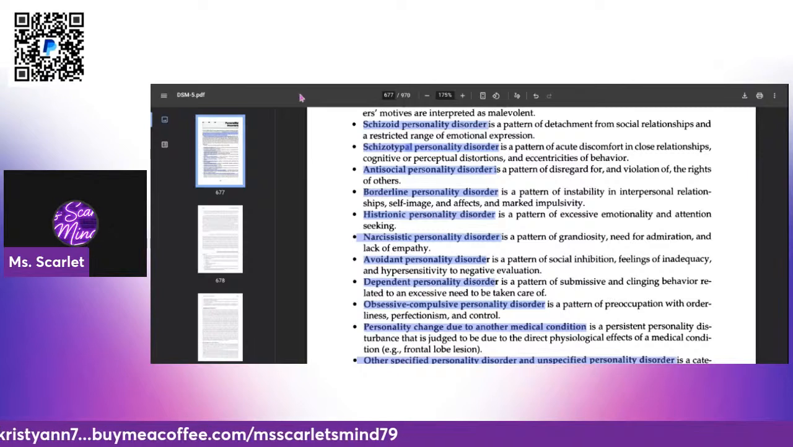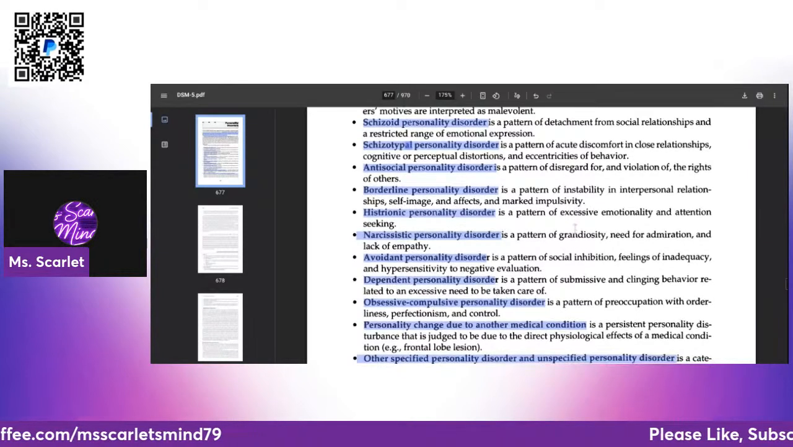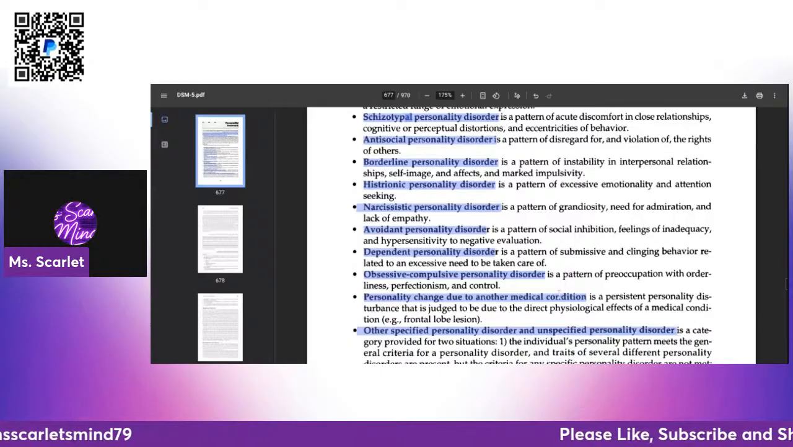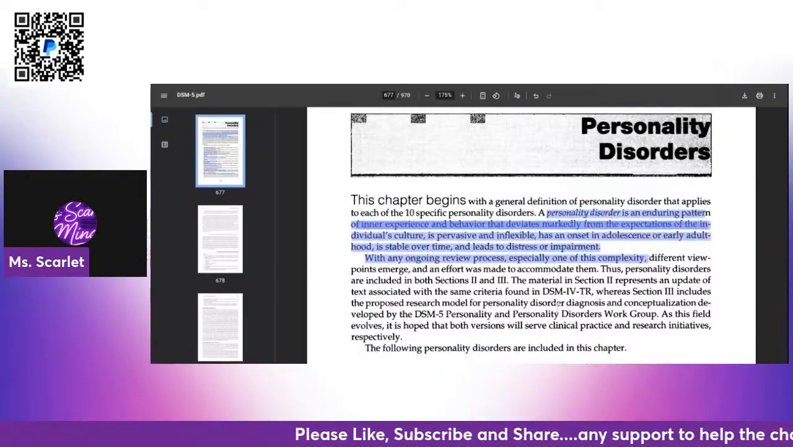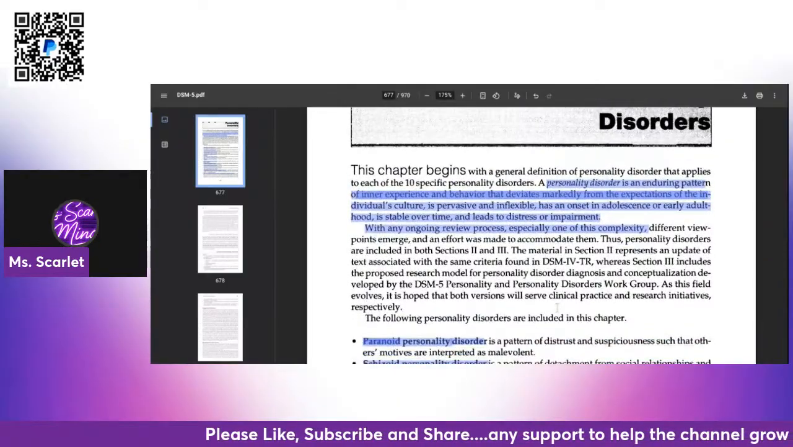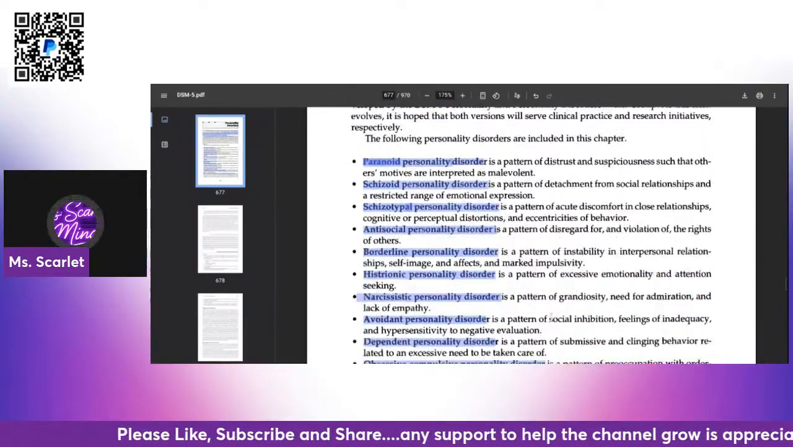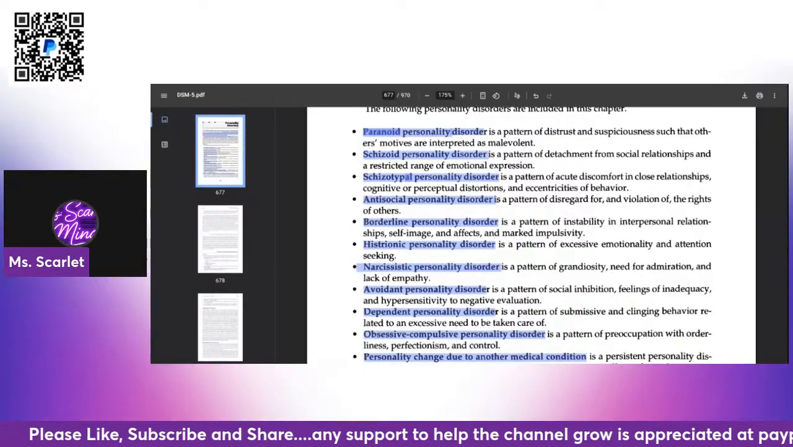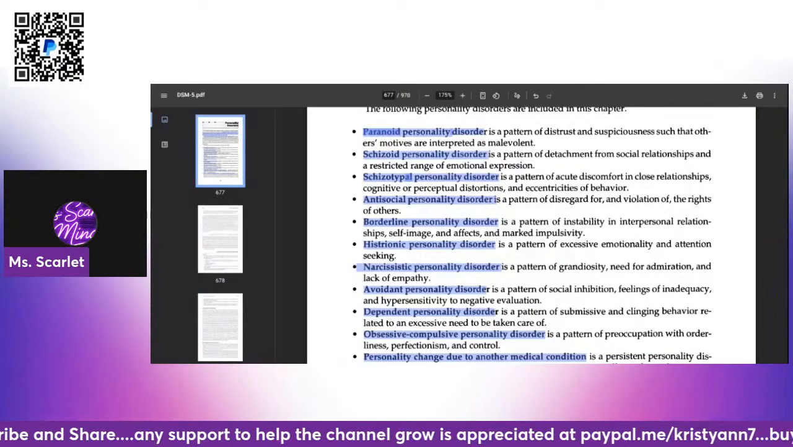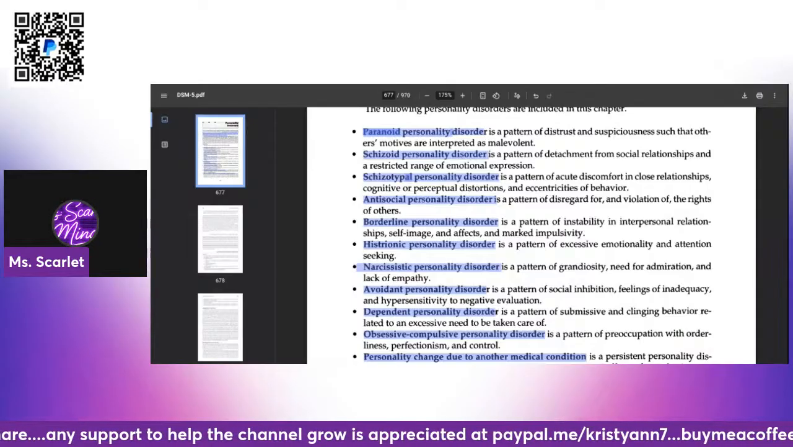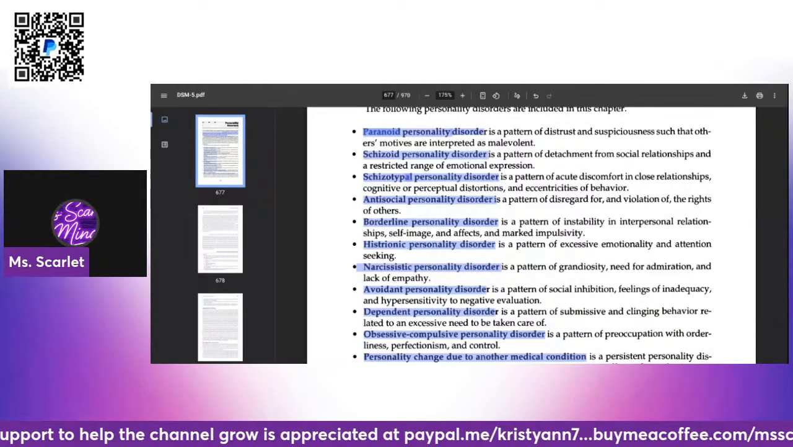But that being said, I want to go over at least the brief definitions of these disorders that are in this chapter of the DSM-5. So, the first one we start with is paranoid personality disorder, which is a pattern of distrust and suspiciousness, such that others' motives are interpreted as malevolent.